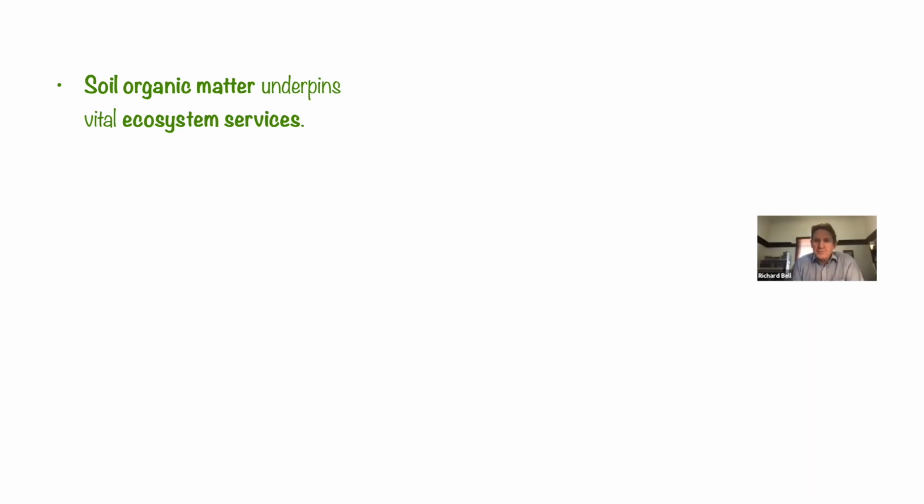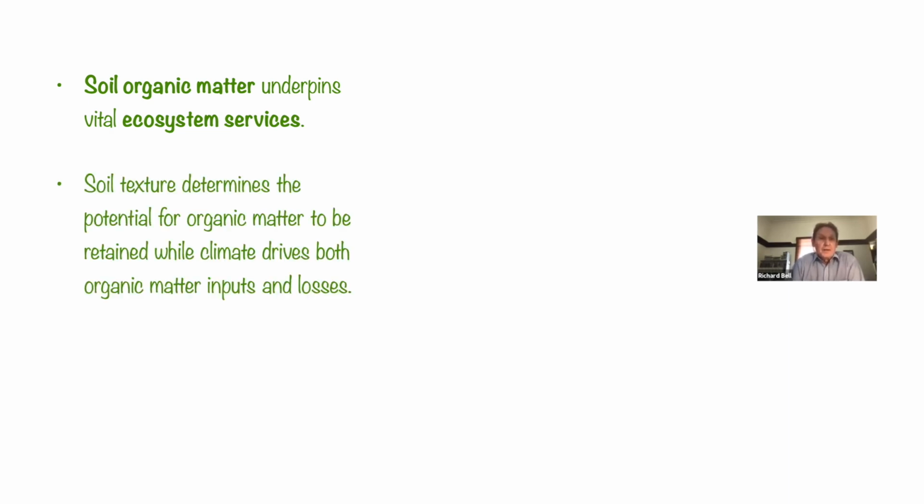So a couple of key dot points. That soil organic matter is critical for soil ecosystem services and is an important part of the natural capital of a soil material. Soil texture, in particular the clay content of a soil, determines the potential for organic matter to be retained in a soil, but climate, which affects growth and biological productivity, drives the inputs and losses of organic matter in the soil.